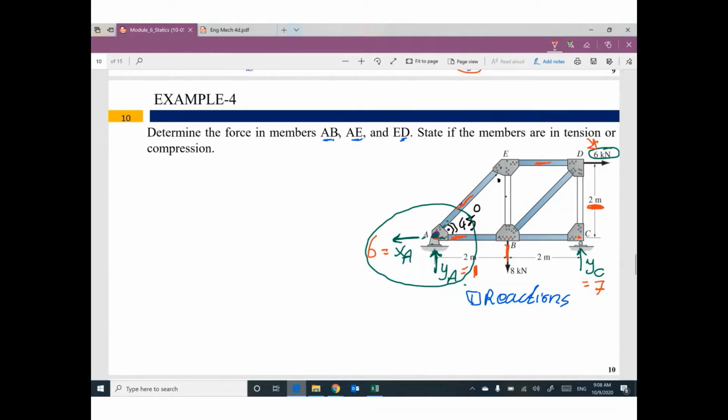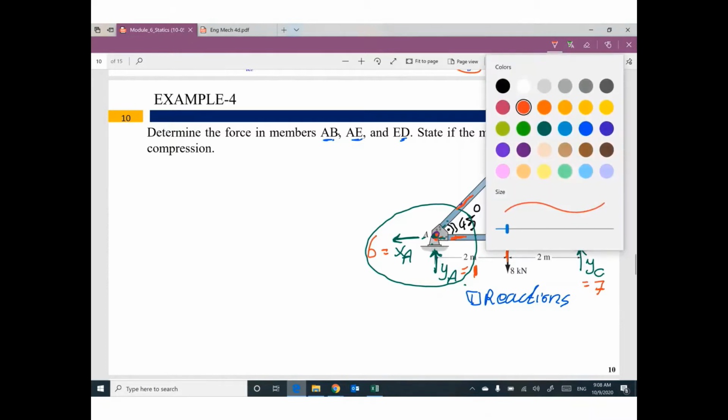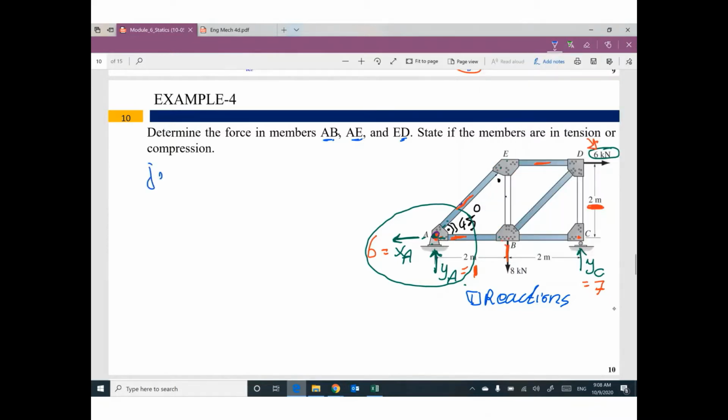Let's start with any members intersect together. I believe member AB and AE intersect together at A. So I'm gonna talk about joint A. Joint A looks like a point, particle, joint in equilibrium. What do you have at A? You have to draw your joint.